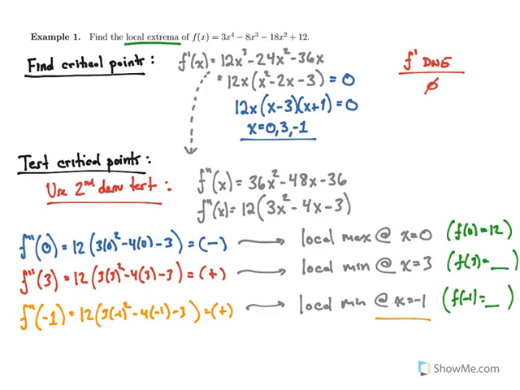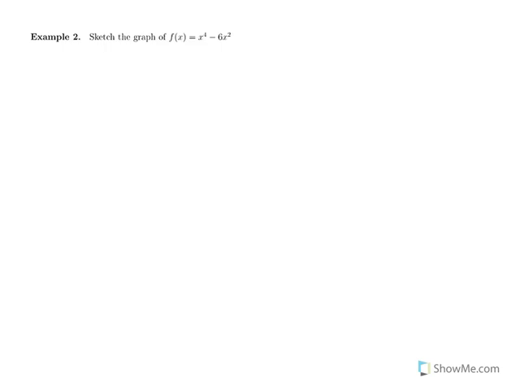All right, let's do another example. Now we're going to sketch the graph of f of x equals x to the fourth minus 6x squared. And how we're going to do this is by starting with finding the critical points. We're going to analyze this function by looking at the critical points and the derivatives and the signs of those derivatives.